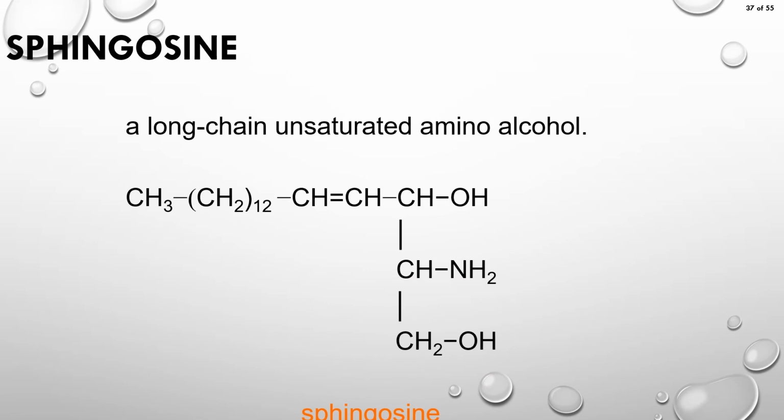Okay, so sphingosine is the backbone of a sphingolipid. It is a long chain unsaturated amino alcohol. It has the name 2-amino because you have the amino group on the second carbon, and 4-trans octadecene 1,3-diol. It is an 18-carbon amino alcohol with an unsaturated hydrocarbon chain. You can see the double bond, which forms a primary part of the sphingolipid.